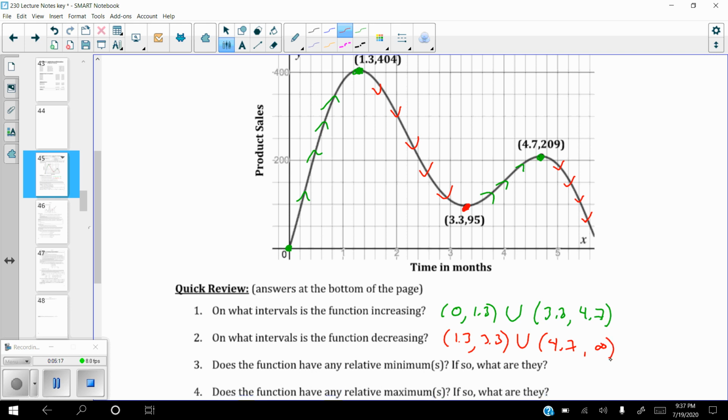Does the function have a relative maximum, a relative minimum? If so, what are they? What are the relative minimums? Well, a relative minimum does not mean that it's the smallest, most extreme place on the graph. It means within a certain area, is there a minimum value? So if you isolate it, can you find a place where your graph goes from decreasing to increasing? That would give you a relative minimum.